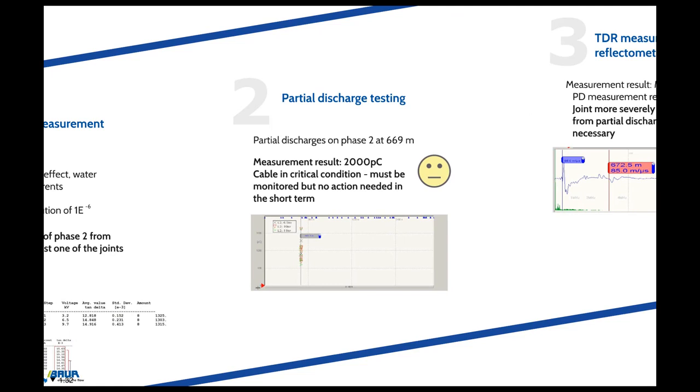The subsequently performed partial discharge testing identifies partial discharges on phase 2 after a length of 669 meters. The partial discharge level of 2000 picocoulomb leads to the conclusion that the cable is in a critical condition, but the results of the partial discharge testing do not necessitate immediate action. Only by overall consideration of the results, together with the dissipation factor measurement, can the condition of the cable be determined.